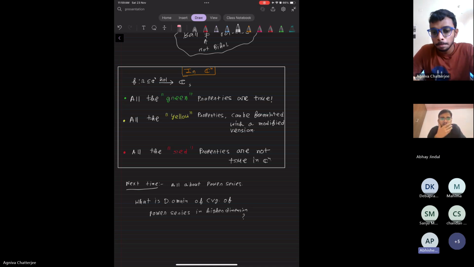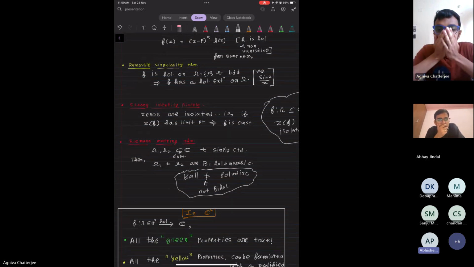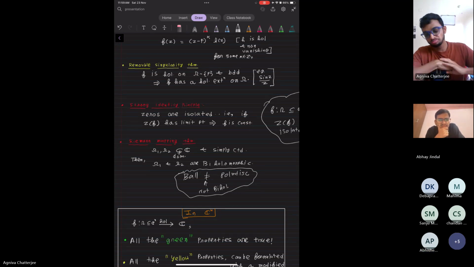Yes, just a general question regarding this Riemann mapping theorem in higher dimension. Is there any known result or a condition on a simply connected domain in Cn which is biholomorphic to the unit ball? Do we have any theorem?